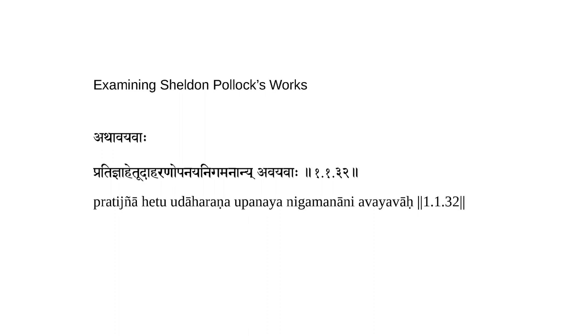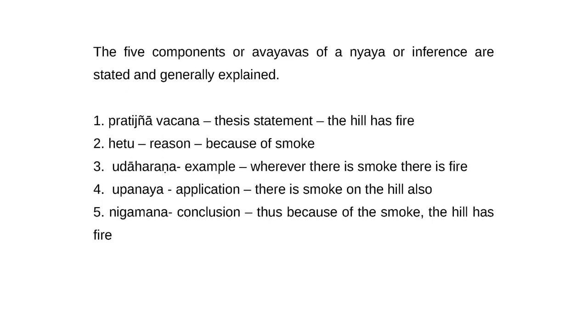And I've analyzed about 4 or 5 works of Pollock along these pancha avayava categories. So I'll just show one example. Atha avayavaha: pratignya, hetu, udaharana, upanaya, nigamanani avayavaha. So these 5 components or avayavas of nyaya or inference are stated and generally explained. So you have pratignya vachana, hetu, udaharana, upanayana, and nigamana. Pratignya vachana is the thesis statement, hetu is the reason, udaharana is the example, upanayana is application, and nigamana is the conclusion.